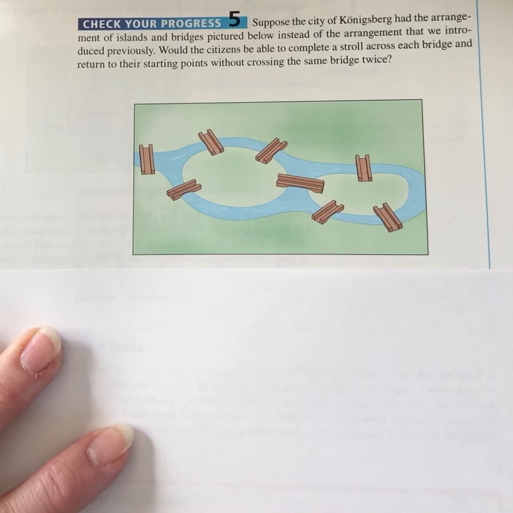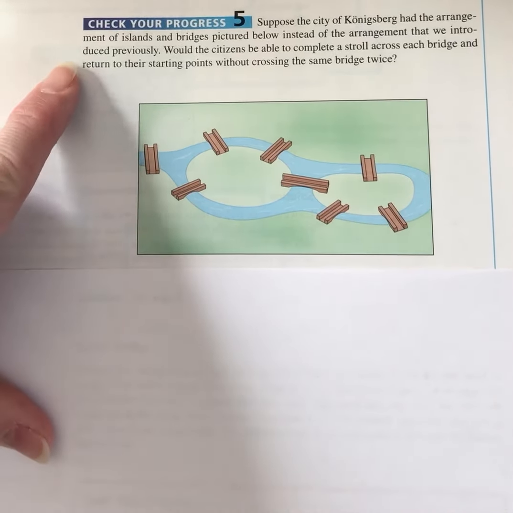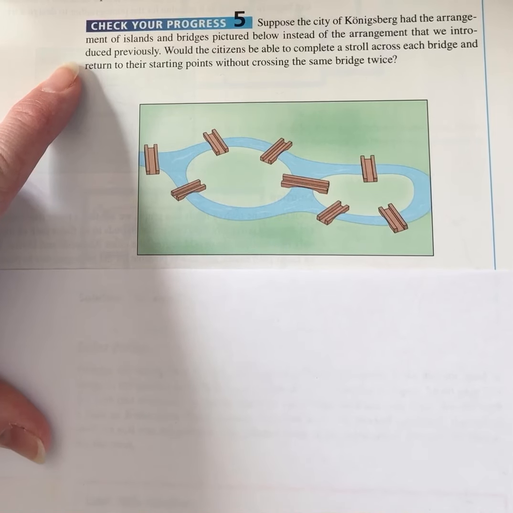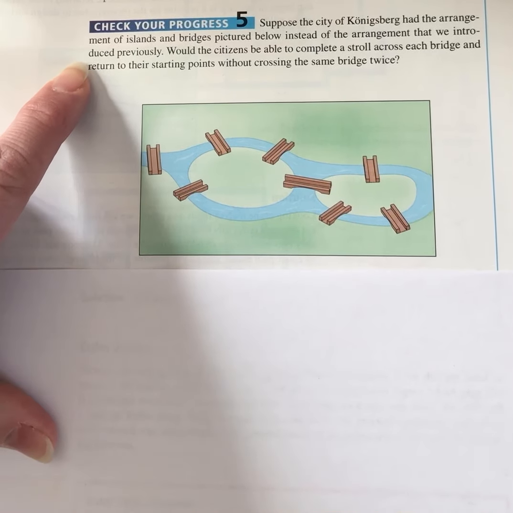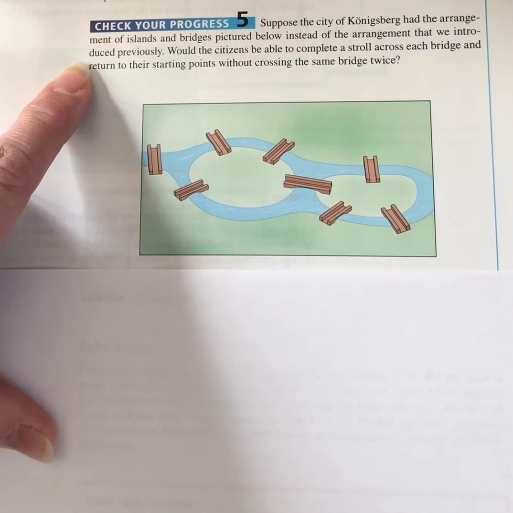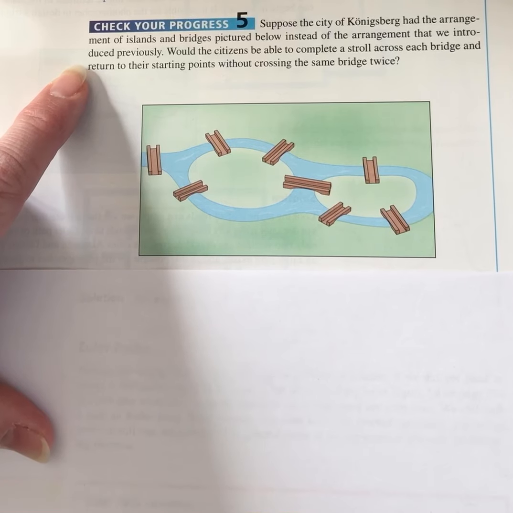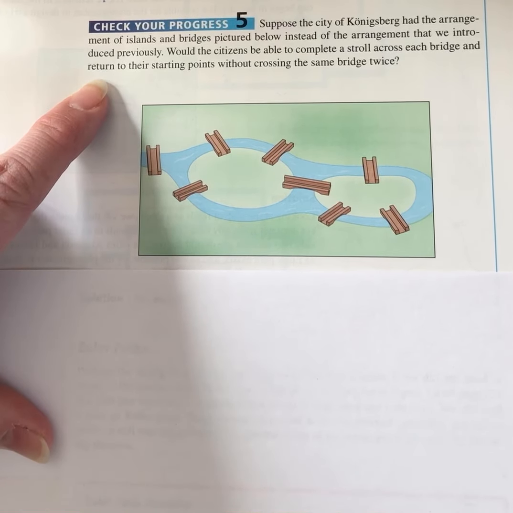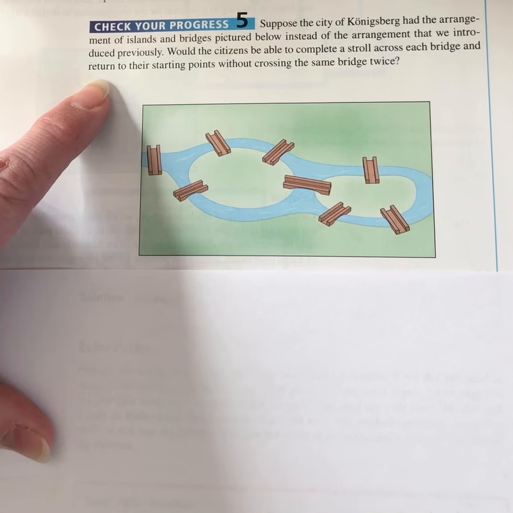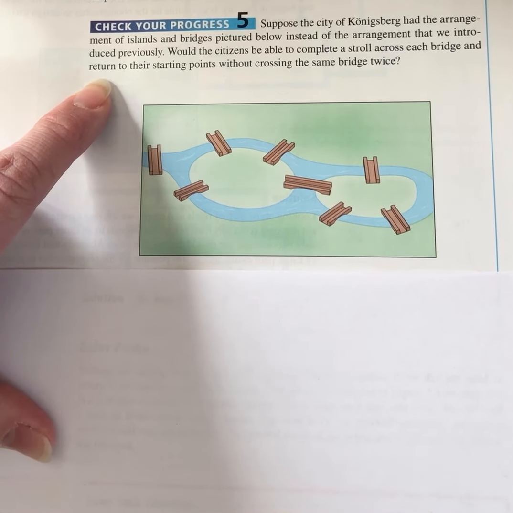Suppose the city of Königsberg had the arrangement of islands and bridges pictured below instead of the arrangement that we introduced previously. There was a different problem that they talked about in this section where they had a different setup. Would the citizens be able to complete a stroll across each bridge and return to their starting point without crossing the same bridge twice? So again, they're looking for an Euler circuit.